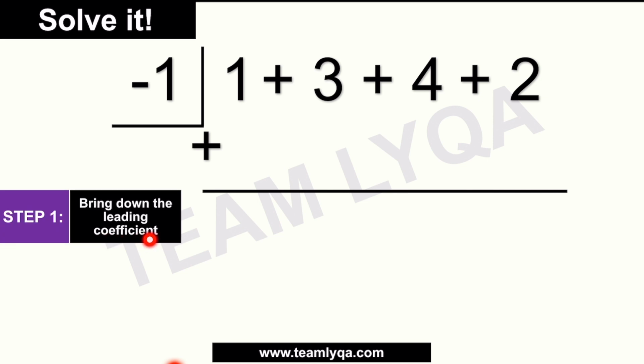Pag sinabi natin leading coefficient, ito lang yon. Okay? Yung 1. Siya yung leading coefficient, yung nauunang number. Okay? So, yung 1, ibababa natin. Meron ka ng 1 dyan.